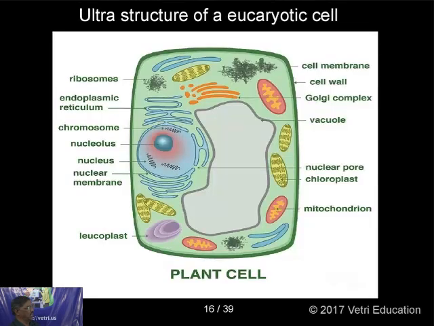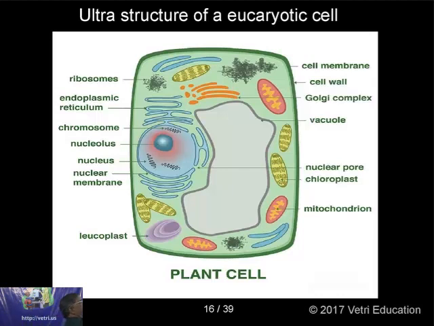Next we have the eukaryotic cell. In a eukaryotic cell, automatically you have a definite nuclear membrane. Here you can find the endoplasmic reticulum, a large vacuole, plastids such as chloroplasts, mitochondria, and Golgi bodies. So this is a typical structure of a eukaryotic cell.